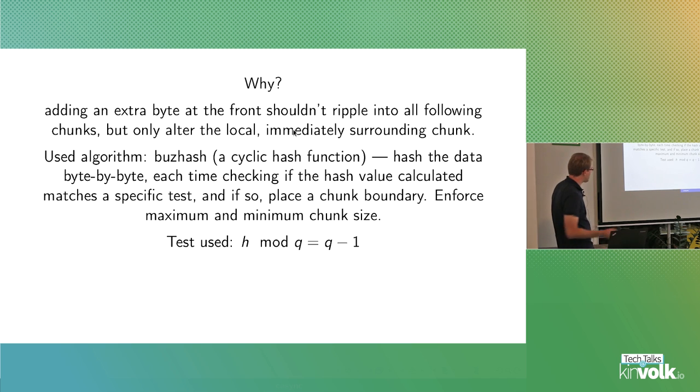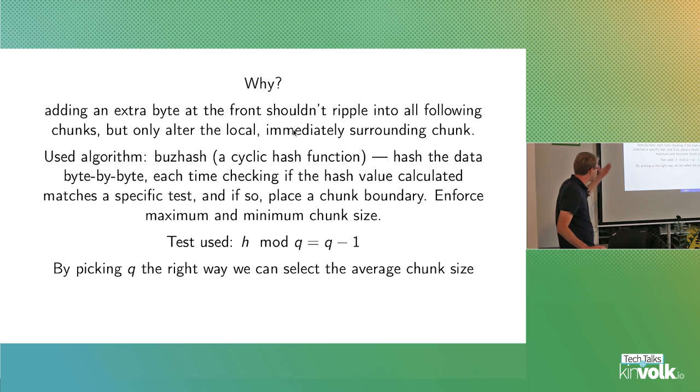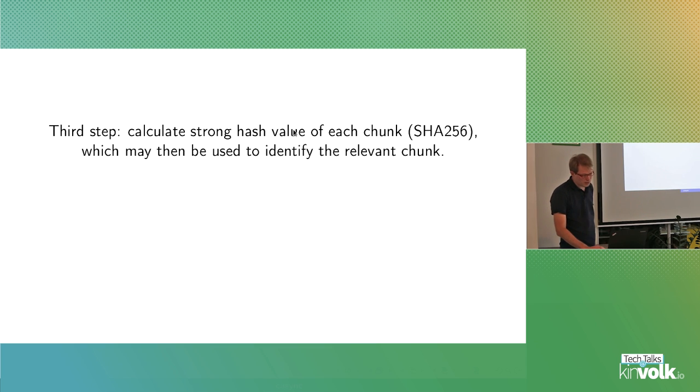The test actually used, just for the ones who care, is completely trivial. If h is the hash value that we calculated, we do a modulo calculation and compare with q minus 1. It basically means that by picking q, we can choose what the average chunk size shall actually be. Right? If you pick q small, then this test, h modulo q equals q minus 1, will be true very, very frequently. And if you use q with a large value, then it won't. I talk a little bit too much about the theoretics of this. It's not very hard, so I hope you've got some of what I was talking about. But to use it, you actually don't have to care about all of that.